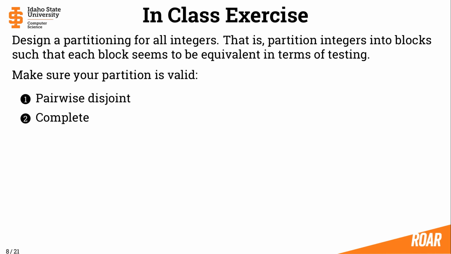So in order to think about this, there are several options that could come to mind. One might be that we can break the set of integers into the set of negative integers, the set containing just 0, and the set containing all positive integers. These are effectively equivalent in terms of testing, right? And they are pairwise disjoint and complete.